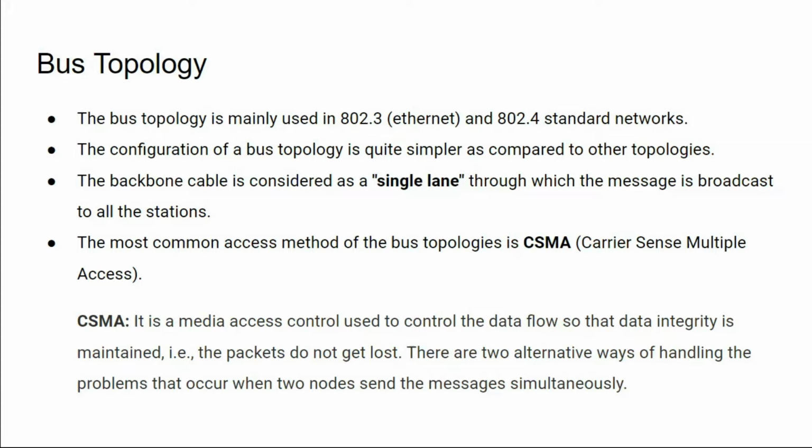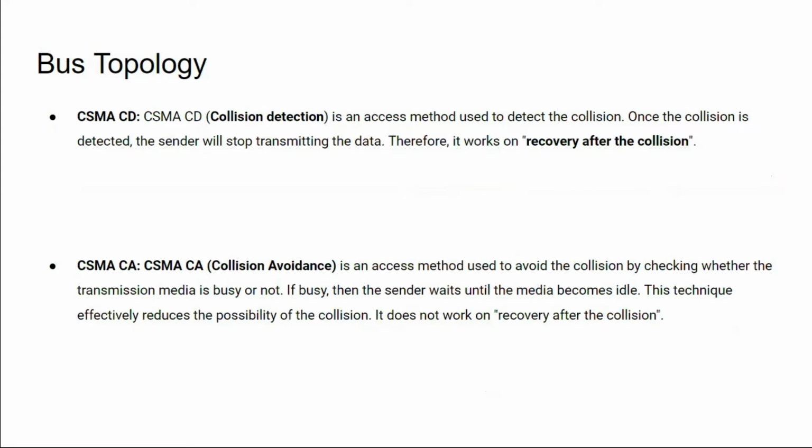First we will see what carrier sense multiple access is. It is a media access control method used to control the data flow so that data integrity is maintained for the information passed through the cable. So the packets do not get lost through the channel, and two transmissions do not collide with each other. That is ensured by using the CSMA protocol. In CSMA, we have 2 different types: collision detection and collision avoidance.